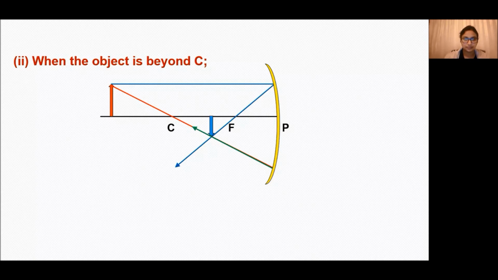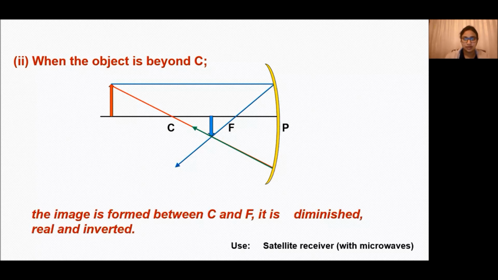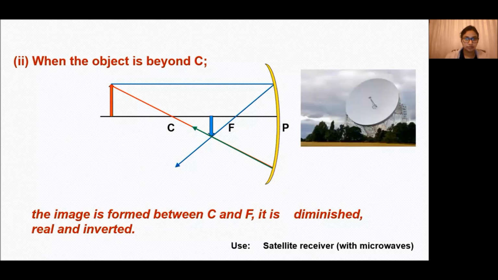As you can see here, the image is formed between C and F. Compare the size. It is smaller than the object. It is inverted and it is a real image. It is used as a satellite receiver.